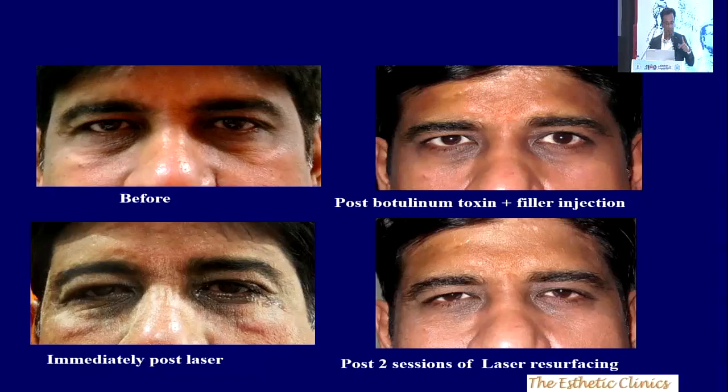So if you look at this particular patient, you can see that there is under eye hollowing. There are these thin lines. There's also pigmentation. People will come with multiple problems. You can't just treat one aspect of it and take it away.